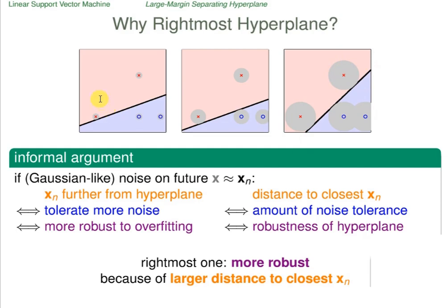Whereas for the leftmost separator, in this case, we can see that even a small error in some data points could result in a misclassification. Well, this separating hyperplane is better than this one because the shaded region is bigger, while the rightmost one is the best among the three given ones, right?